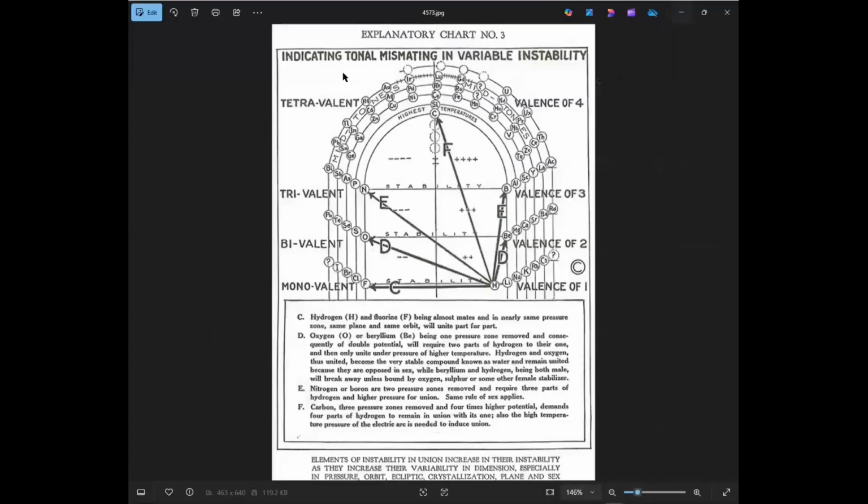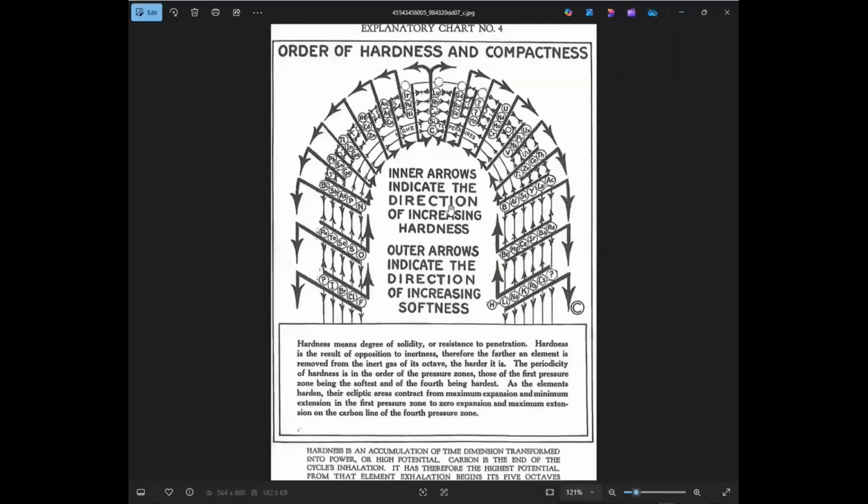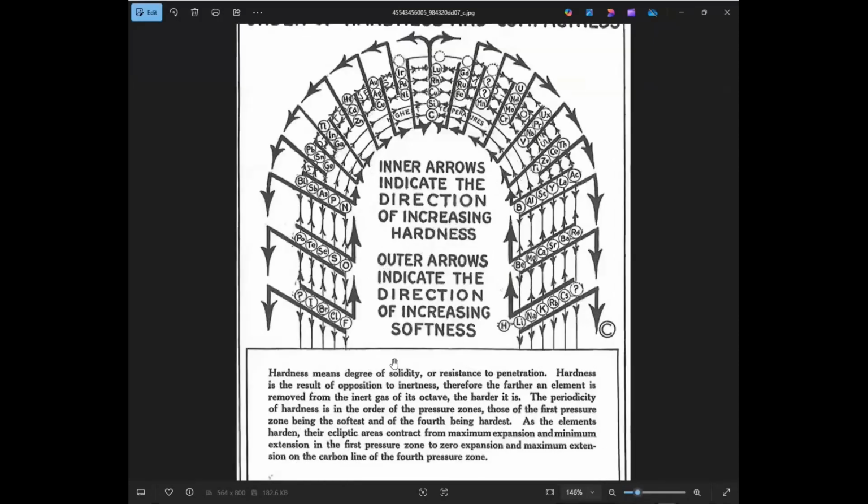Okay. We're going to go to the last chart here. And this is order of hardness and compactness. Now, hardness means degree of solidity or resistance to penetration. Hardness is the result of opposition to inertness. Therefore, the farther an element is removed from the inert gas of its octave, the harder it is.